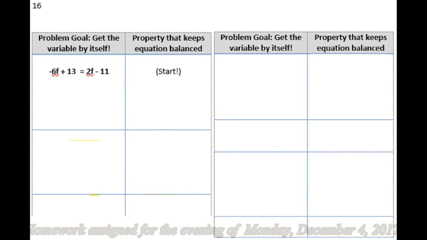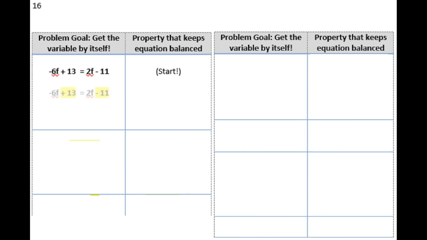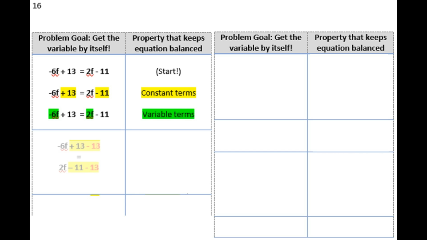Let's get started. Problem 16 begins with negative 6f plus 13 equals 2f minus 11. First thing I would do with this problem would be to identify my constants, which are plus 13 and negative 11. And I'd also identify my variable terms, which are negative 6f and 2f. I've highlighted these terms so you can see exactly what we're doing with them and where we're going to send them so we can solve this problem.